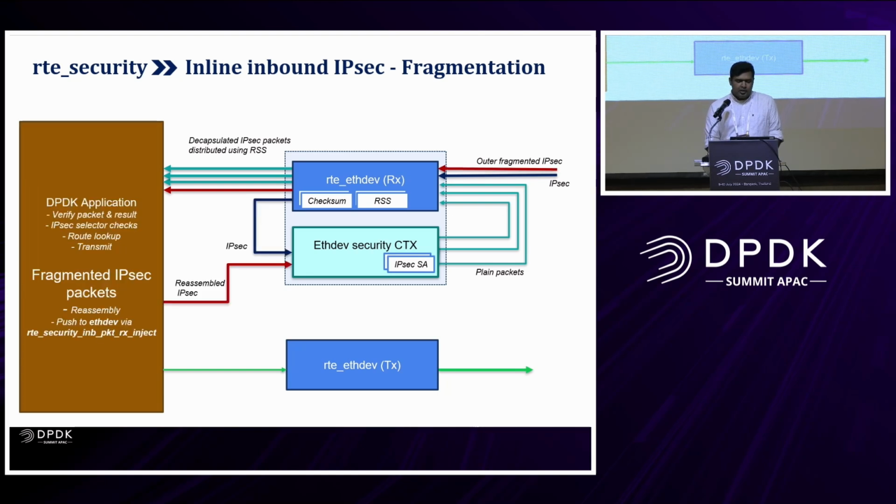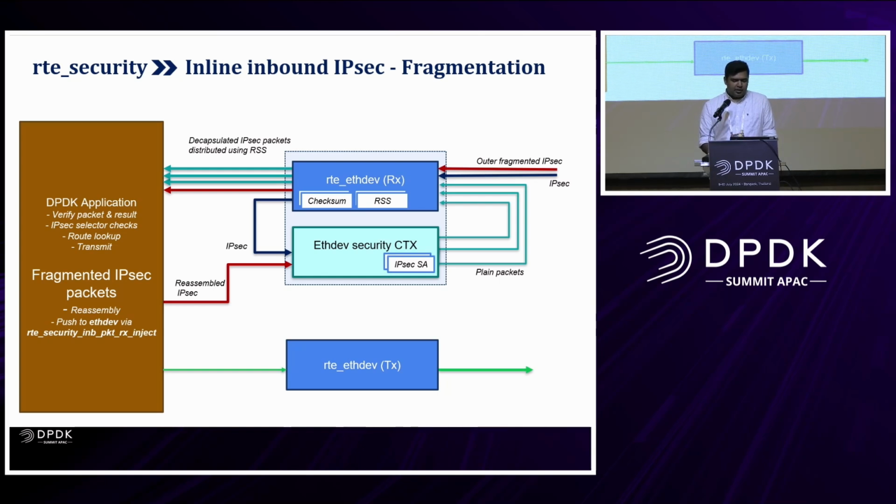Okay, so to address this problem, to handle fragmented packets which arrive at the application layer, get reassembled, and then have IPsec performed on them, we added this new datapath API. It's called RT Security Inbound Packet RX Inject. I'll first walk through how we decided to add a datapath API in the RT Security library.